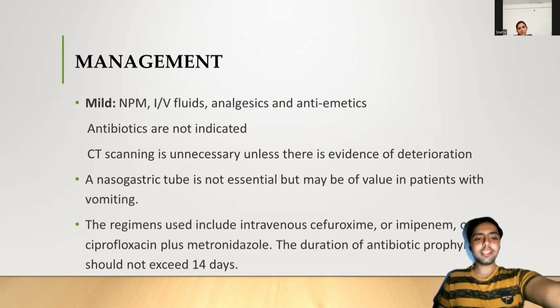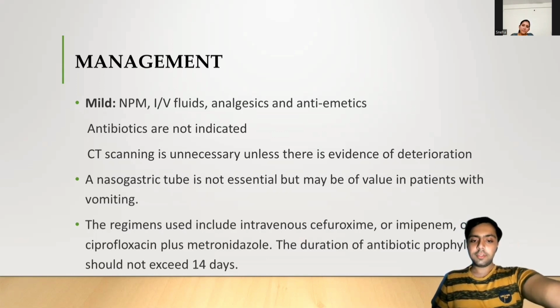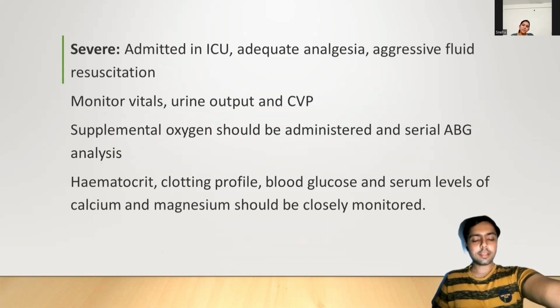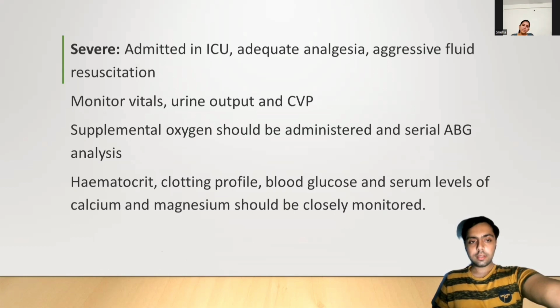Then we have the antibiotic regimen. The regimen given in the book is only for prophylaxis: cefuroxime, imipenem, or ciprofloxacin plus metronidazole, and that too can be given for only 14 days, not more. But we start with meropenem only. Cefuroxime is a low antibiotic. Imipenem can be given, but generally we start with meropenem only.